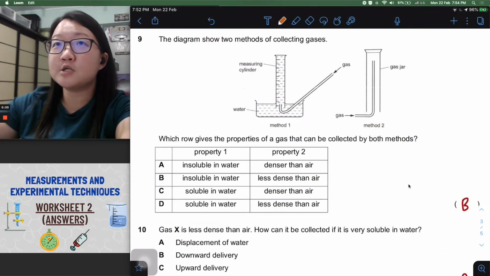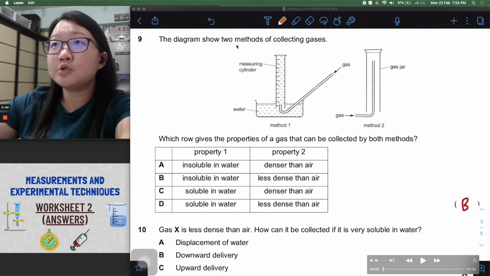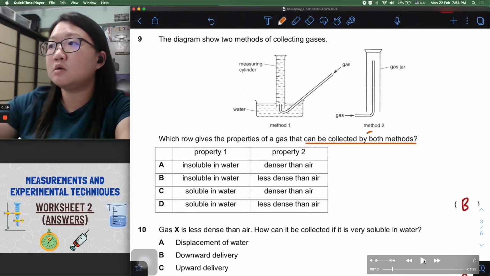Let's look at question 9. The diagram below shows two methods of collecting gases. Method 1 is this, and method 2 is this. Which row gives the properties of a gas that can be collected by both methods? Oh, I forgot to play this. Okay, collected by both methods.